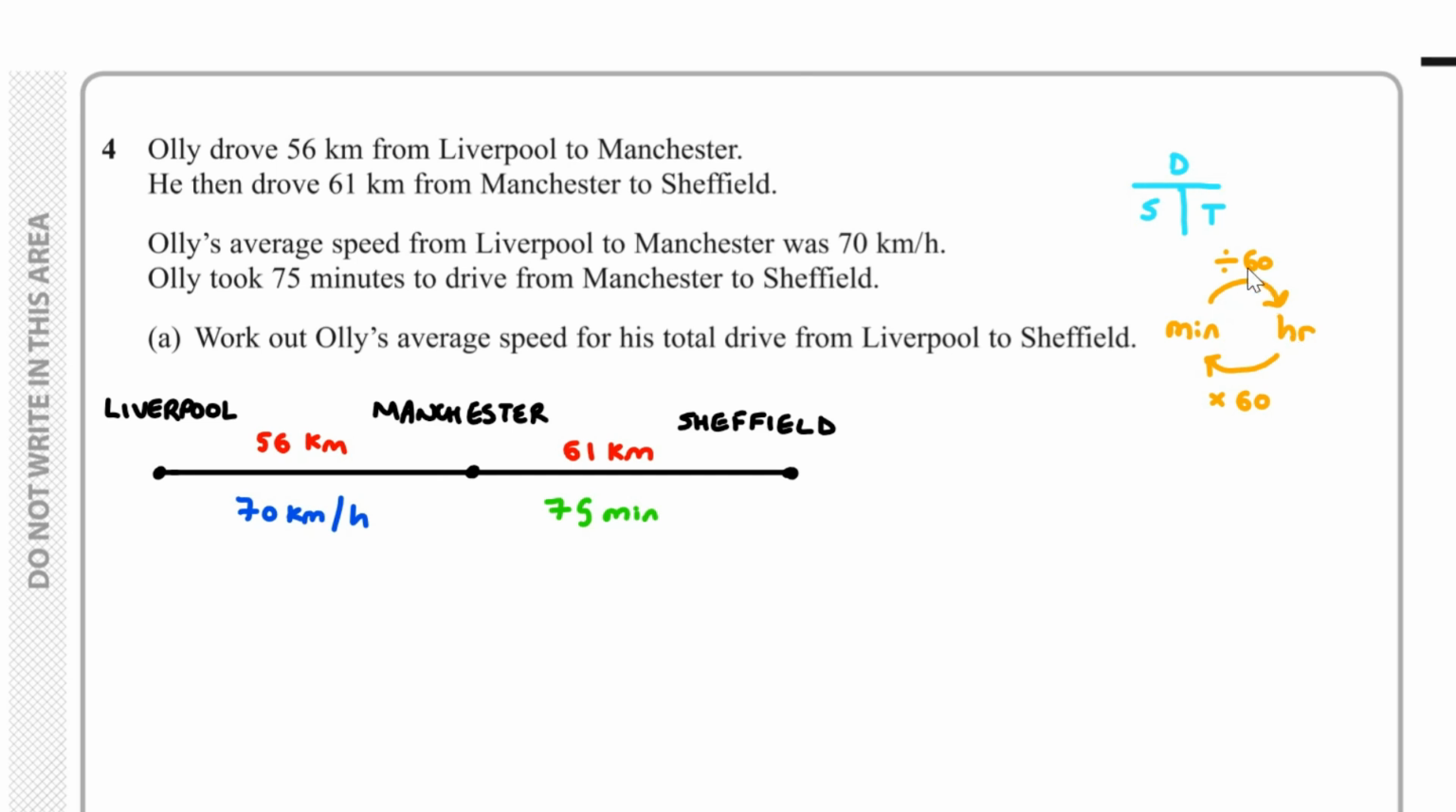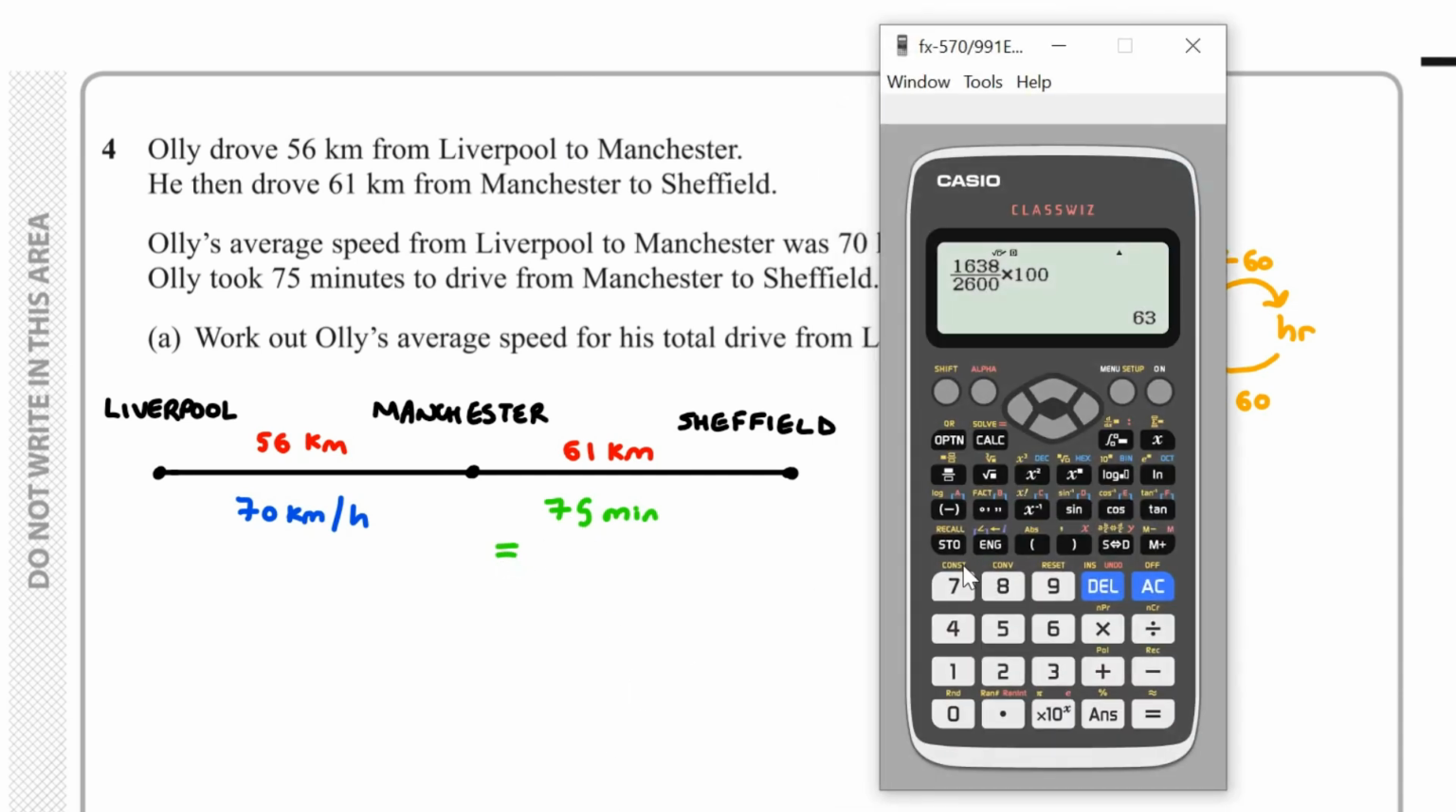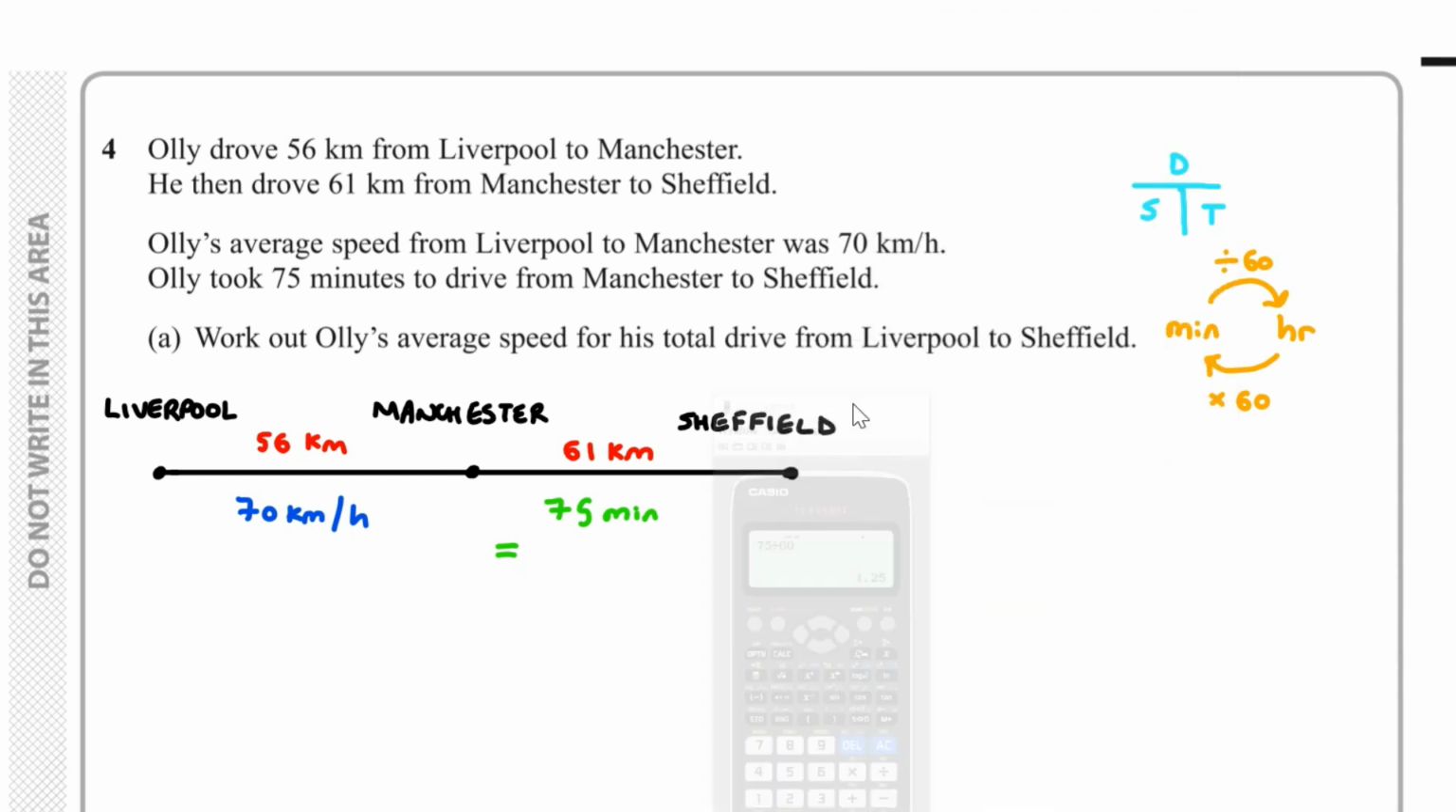To go from minutes to hours, we divide by 60, hours to minutes, we times by 60. So we can convert the 75 minutes into hours by dividing by 60. So, if we divide 75 by 60, you'd find we get 1.25. So 75 minutes is equivalent to 1.25 hours. And the reason I want to do that is because I want all the units to be consistent.